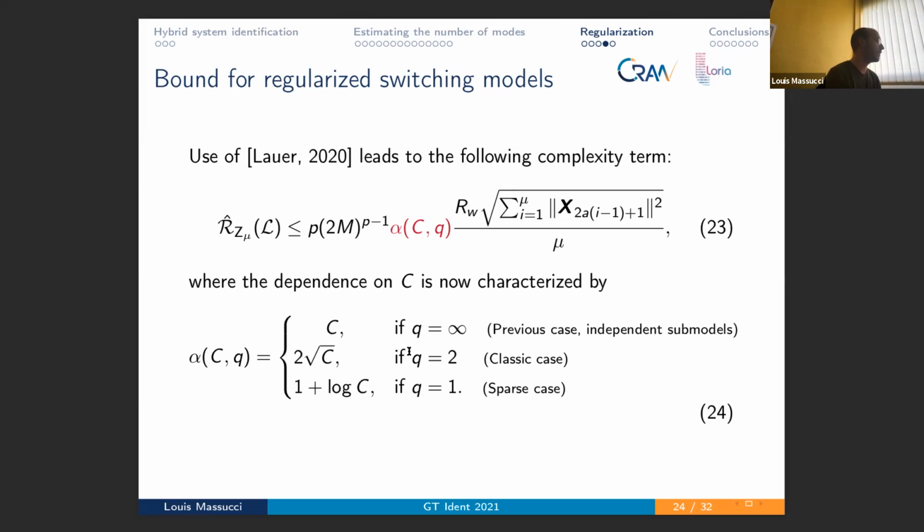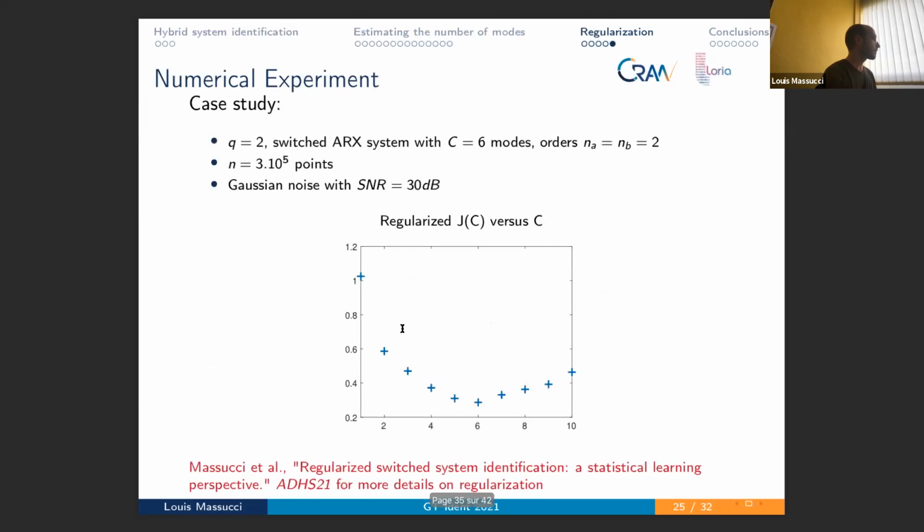With such a log of C in comparison of just C, we won't explode in complexity by increasing the number of nodes. So I illustrated it with another numerical experiment. Here we are in the case Q is equal to 2, with switched ARX systems of 6 modes of order 2. We processed 300,000 data points under Gaussian noise with a signal-to-noise ratio of 30 dB. And we can see that a minimum is achieved at C equal to 6, which corresponds to the true number of nodes.